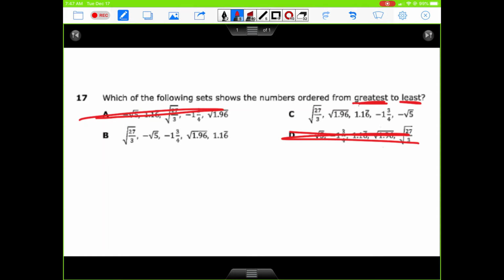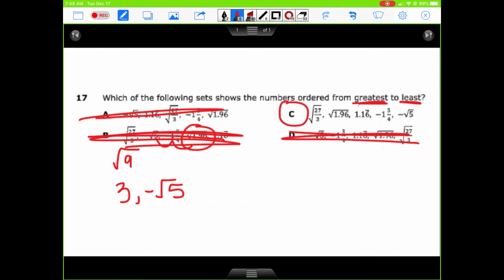Now let's take a look at B. So I have the square root of 27 over 3. 27 divided by 3 is 9. So really all we're doing is finding the square root of 9, which is 3. So it goes 3 and then negative square root of 5. That doesn't make sense because if we look over two numbers, we have a positive square root. So that's definitely not from greatest to least. So it's not that one. That means it has to be C, which does make the most sense because it goes from positive to negative.